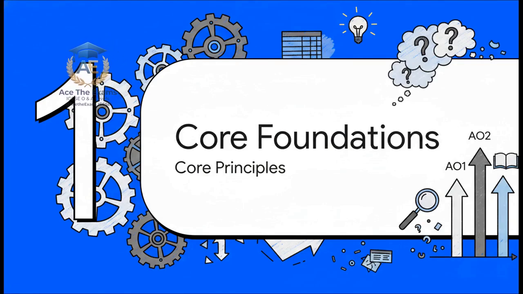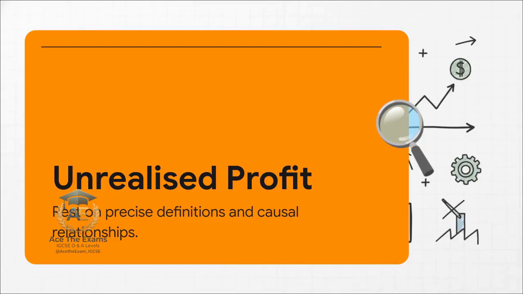Let's move into Section 1, Core Foundations, Defining the Beast. This is where we lay the theoretical architecture. Before we can even think about crunching the numbers, we have to define exactly what the examiners are hunting for. The assessment framework here demands competence across three distinct cognitive domains: AO1 for knowledge, AO2 for analysis, and AO3 for evaluation.